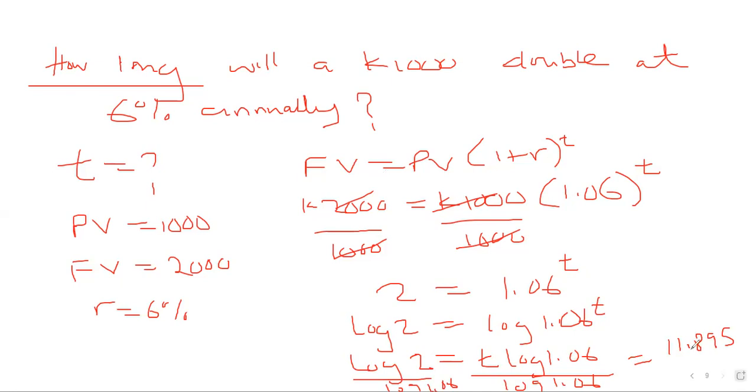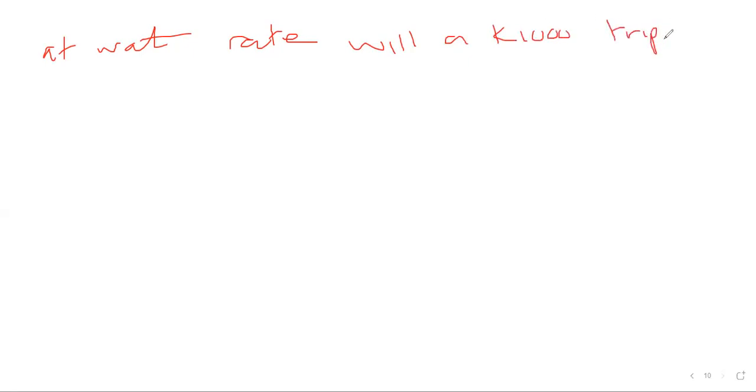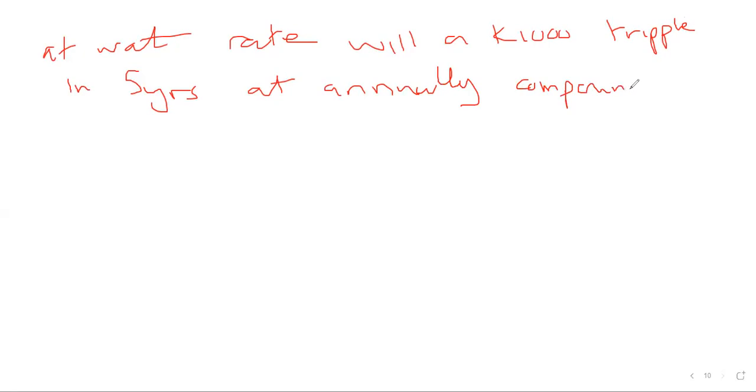Similarly, they would ask you, at what rate will 1,000 triple in 5 years, if compounded annually? So what are they looking for? The percentage. Yes, the rate. They're looking for the rate.